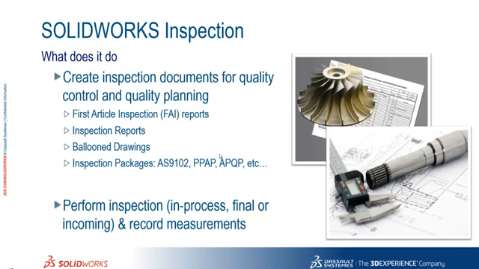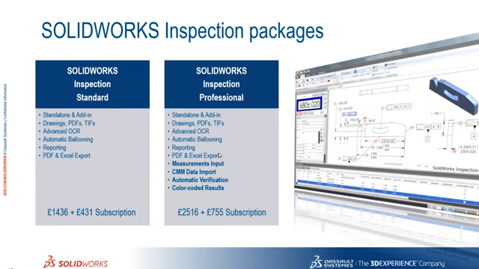What we can also do with the system in the professional package is actually record the measurements directly into the tool as well. So it does come in two packages, the inspection standard and inspection professional. The key differences really for the professional product are that it has the ability for us to input measurement inputs directly into the system. We can read in data from CMM or digital calipers directly. You also get automatic verification and colour-coded results for the measurements that you input as well.